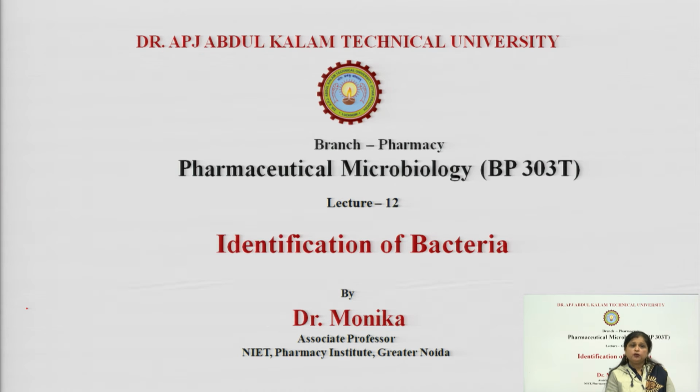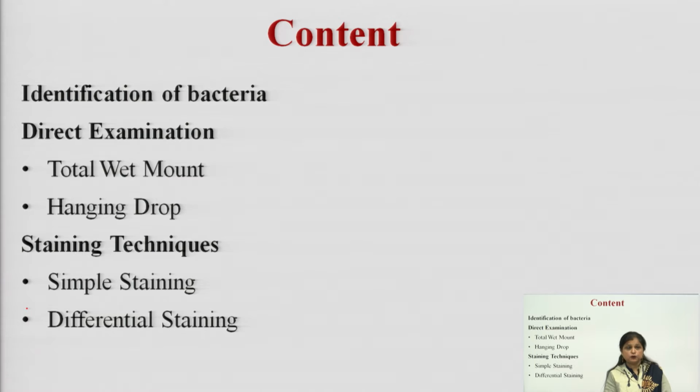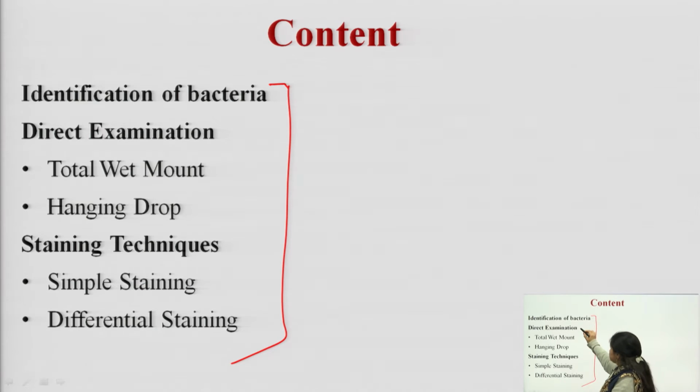Now, in unit number 2, we will understand how to identify bacteria in the lab, and what the various procedures are which can be used for identification of bacteria. The identification techniques we are going to deal with begin with direct examination, in which we do the total wet mount, where mainly we see the live microorganisms. We can go for the hanging drop technique, and we can go for staining techniques like simple staining and differential staining.